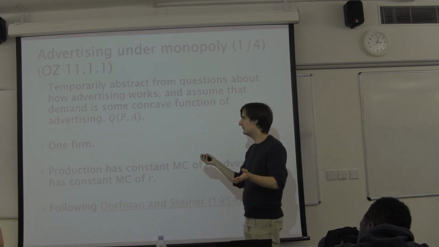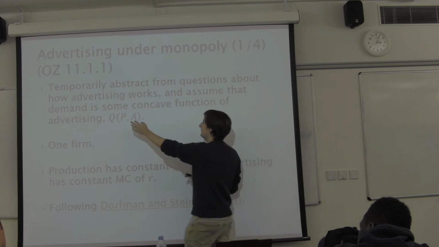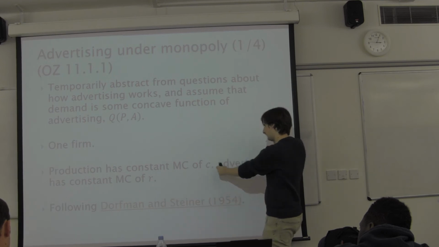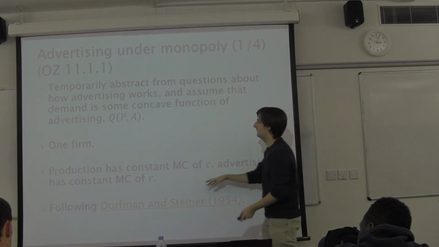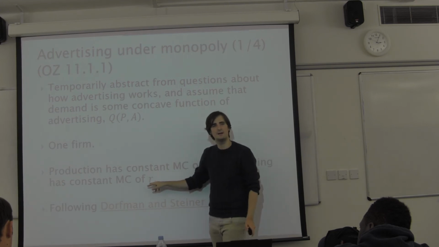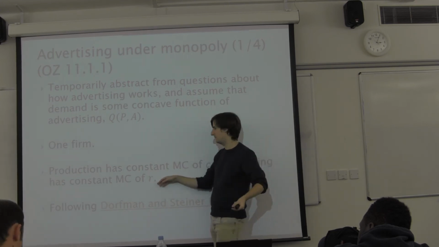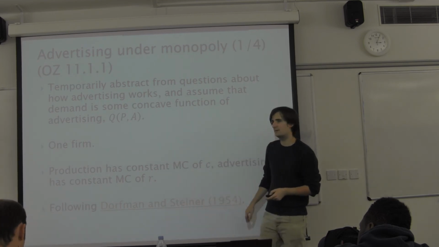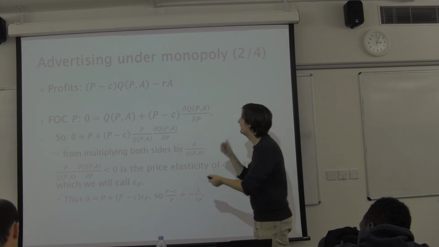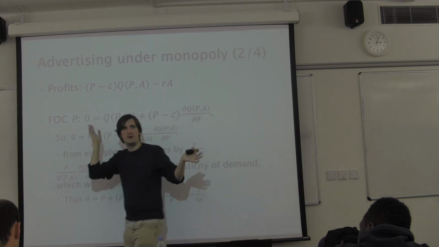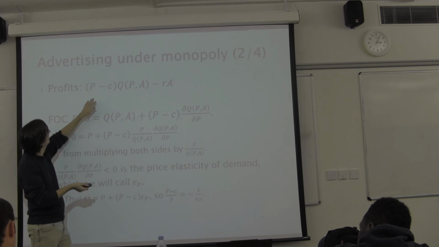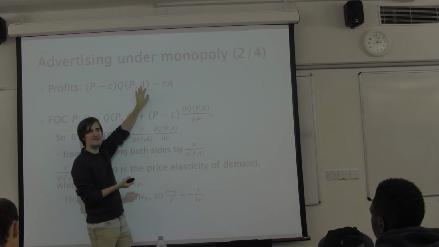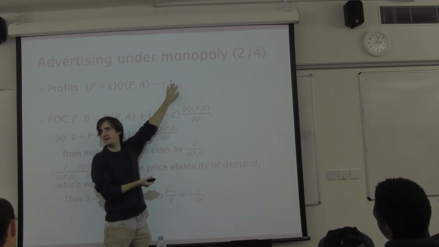There's just going to be one firm, and the firm is going to choose advertising first and then price. We're going to assume the constant marginal cost is C, and constant marginal cost for advertising is R, so producing each unit of advertising costs you R. This is the Dorfman-Steiner model from 1954, so it's quite old. It's really just a standard monopoly problem. It's not at all difficult. Profits are price minus cost times quantity, so that's standard, and then we just have this extra bit, which is minus the expenditure on advertising.